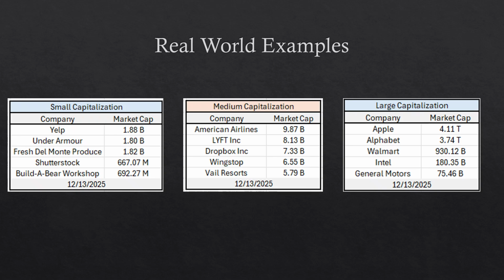Under medium cap companies, we have American Airlines at $9.8 billion, Lyft at about $8 billion, Dropbox at $7 billion, Wingstop at $6 billion, and Vail Resorts at $5.7 billion. Then some examples of large cap companies are Apple at $4 trillion, Alphabet at $3.7 trillion, Walmart at $930 billion, Intel at $180 billion, and General Motors at $75 billion.